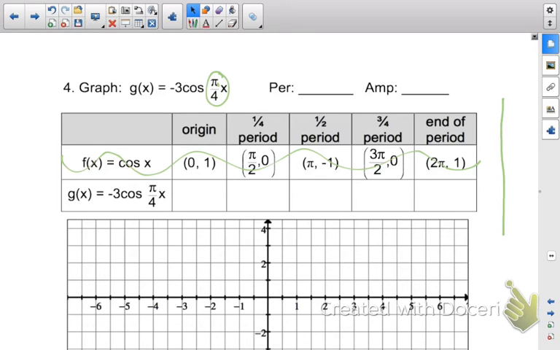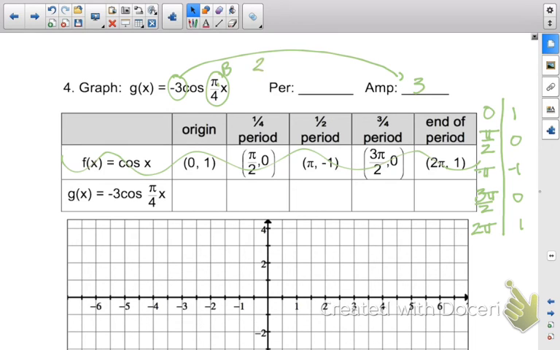This is a cosine graph. So our points are 0, 1, pi over 2, 0, pi, negative 1, 3 pi over 2, 0, and 2 pi back to 1. My a value, negative 3, gives me my amplitude of 3. And I have to be careful with my b value here to do the period of the function.